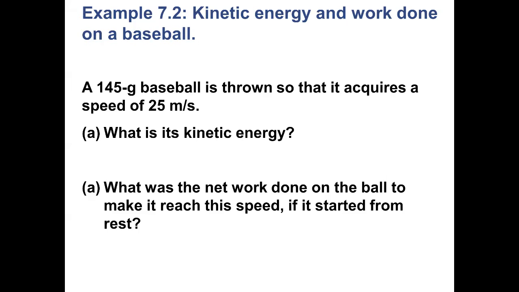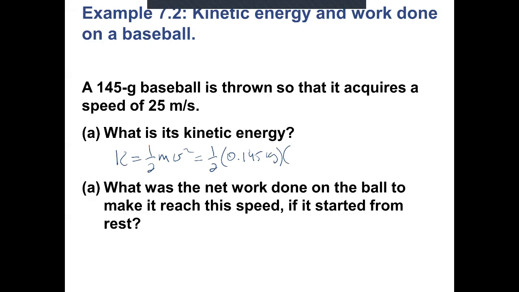Well, to find the kinetic energy, if you remember, you take 1/2 times the mass of the object times speed squared. Well, 1/2 times the mass, which is 145 grams. We need to convert it to kilograms, 0.145 divided by 1,000, then times 25 meters per second squared. We do this calculation, we will get 45 joules. That means the instant it's given 25 meters per second speed, its kinetic energy is 45 joules.